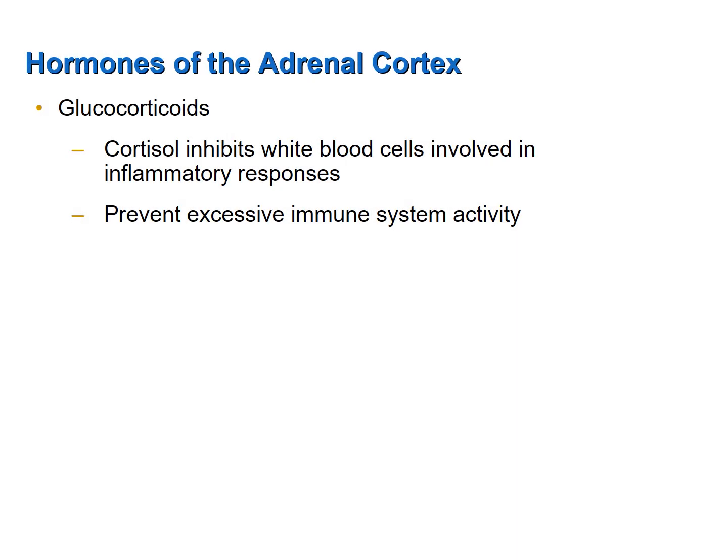You may find it surprising to learn that glucocorticoids also suppress the immune system. Cortisol specifically inhibits white blood cells that are involved in the inflammatory response, and this may seem counterproductive for a hormone that is secreted in response to damage to the body. However, an excessive immune system response can also be quite damaging. So cortisol secretion and its effect is meant to prevent excessive immune system activity.